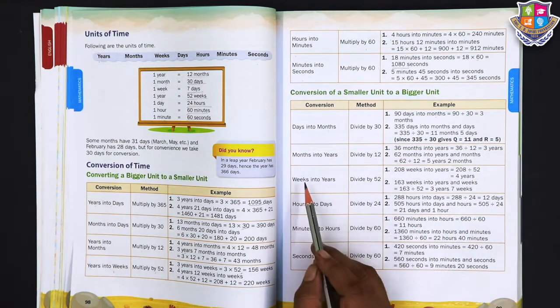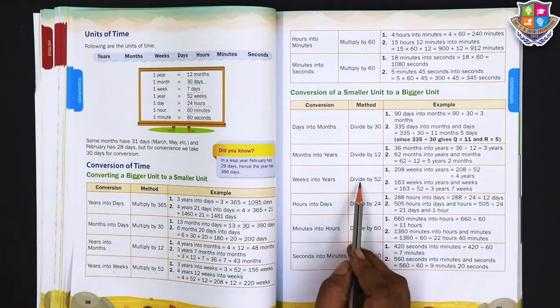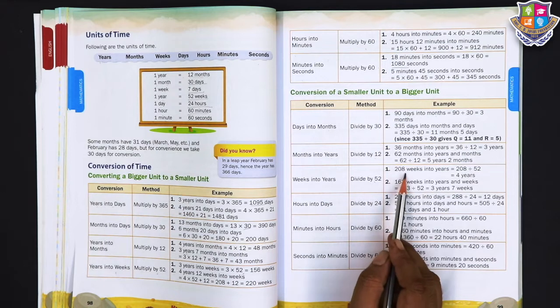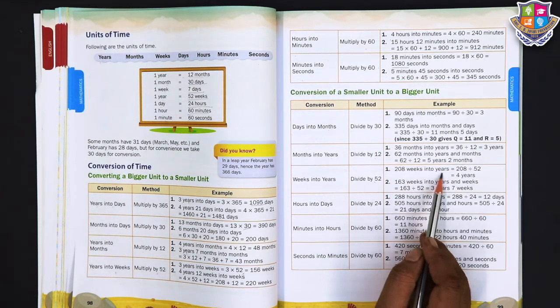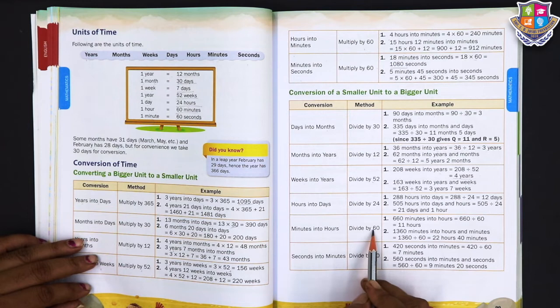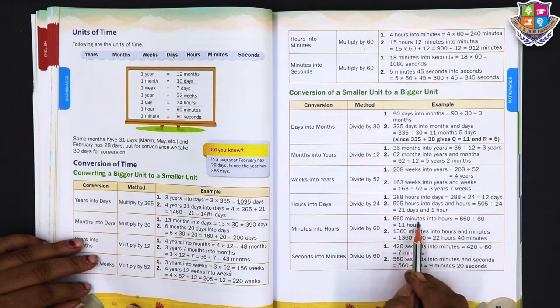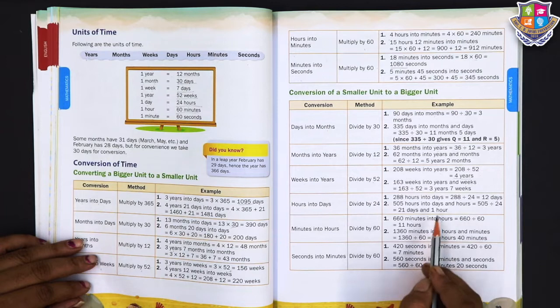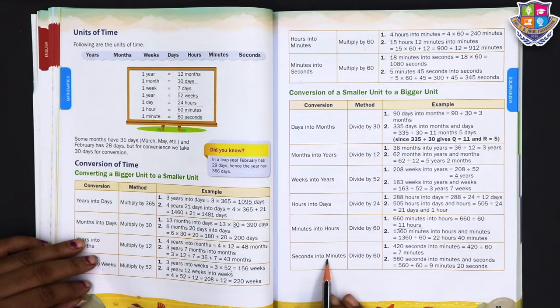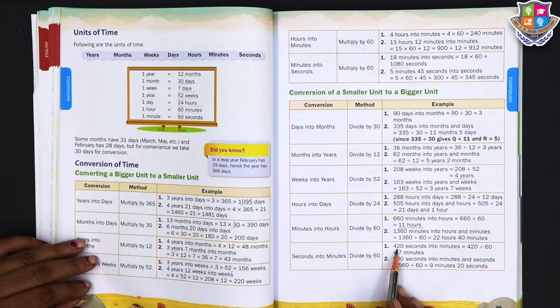Then weeks into years. When you have to convert weeks into years, divide by 52. Then 208 weeks into years is 208 divided by 52, which means 4 years. Minutes into hours, divide by 60. When 660 minutes is converted to hours, you just have to divide by 60 and you will get the hours. Again, seconds into minutes, divide by 60. 420 seconds into minutes: 420 divided by 60, you will get 7 minutes.